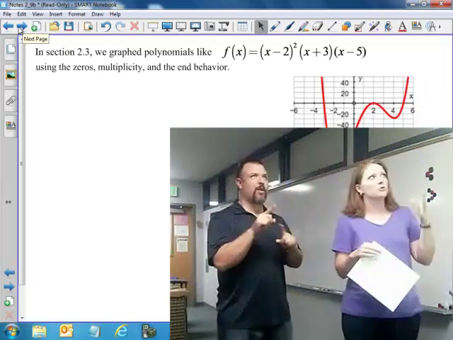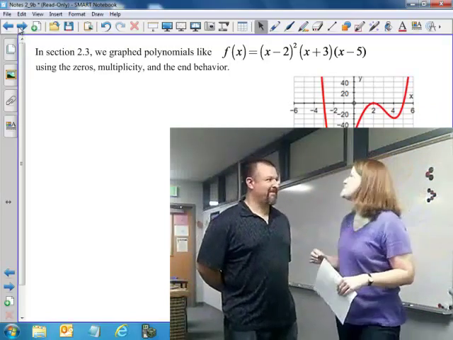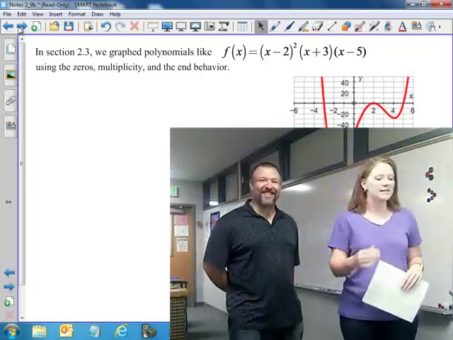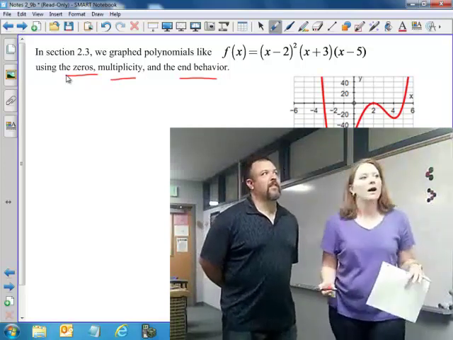Okay, so you'll remember in lesson 2.3, we graphed some polynomials. Remember that? They were in factored form. And we did that with zeros, multiplicities, and end behavior. So this should be review.